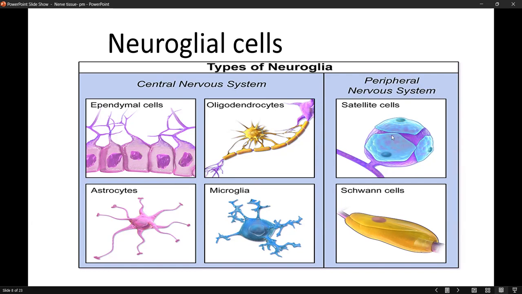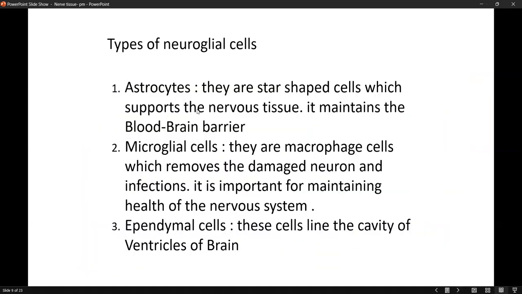And in the peripheral nervous system, we have satellite cells and Schwann cells that we just saw. These are just diagrams showing those. I can briefly mention some important aspects of some of these cells. That is, the astrocyte is star-shaped, as the name suggests. It is a very important structure which helps to form the blood-brain barrier. And then we have microglial cells, which are very much related to macrophage activities.